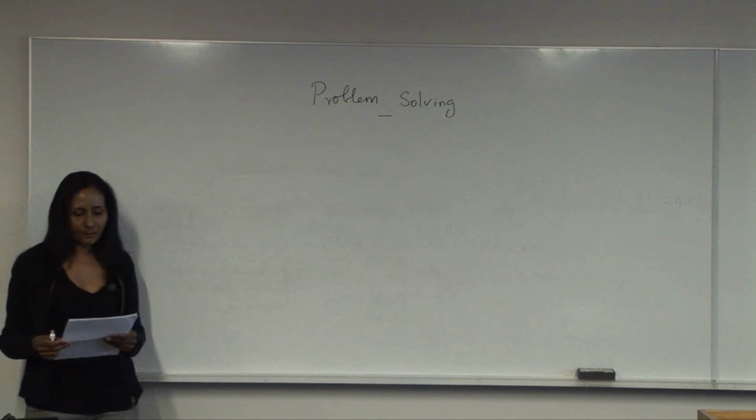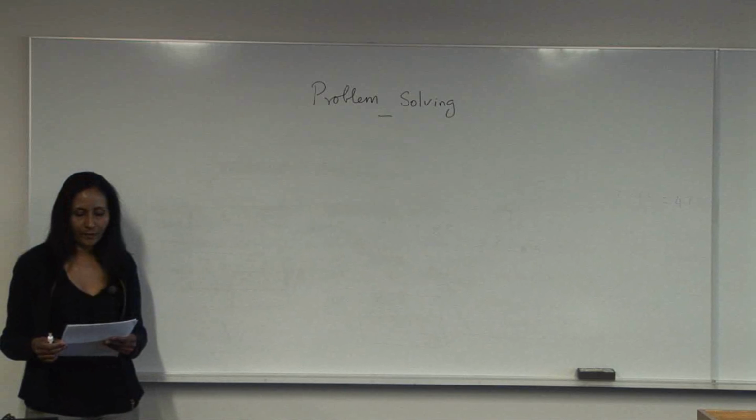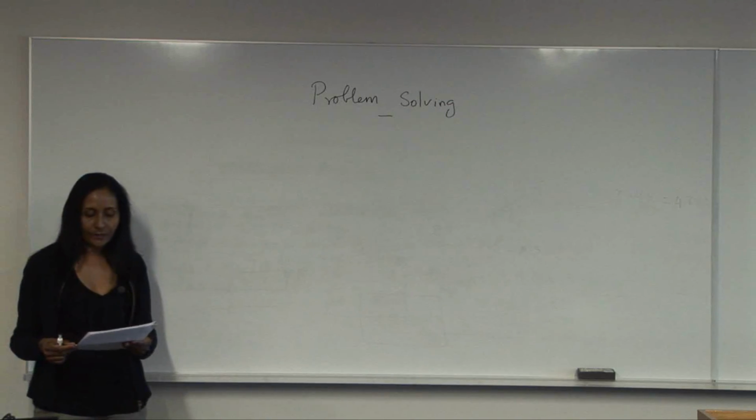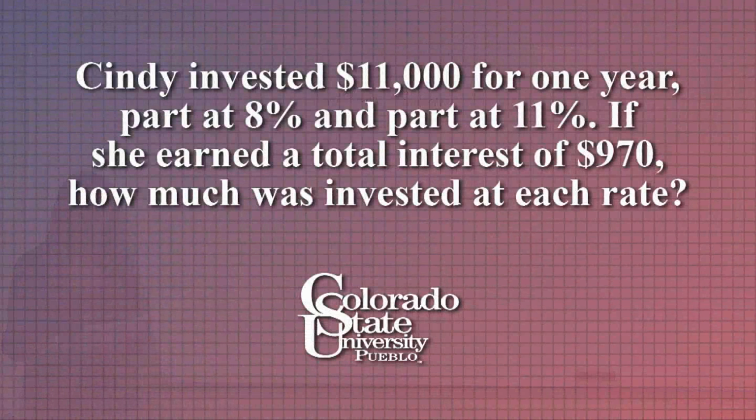Let me read this problem. Cindy invested $11,000 for 1 year, part at 8% and part at 11%. If she earned a total interest of $970, how much was invested at each rate?